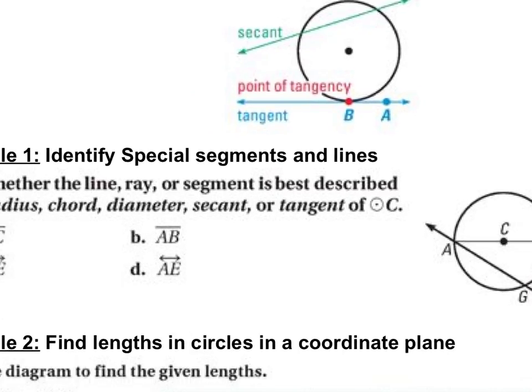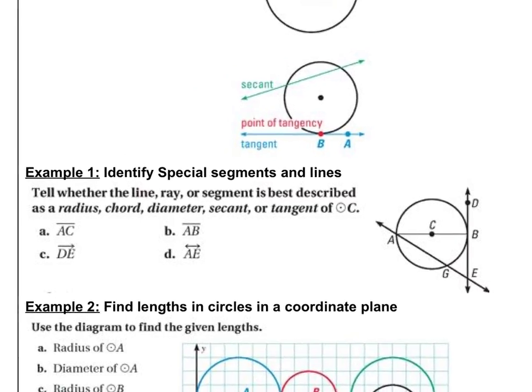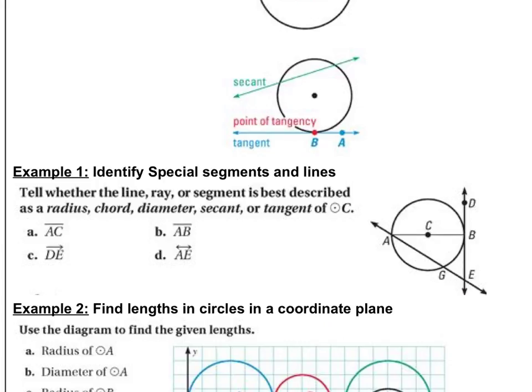So we'll talk more and more about this as we go through, but for the most part here, let's just talk about identifying special segments and lines. All right, so the first thing we're looking at is AC. So we're talking from here to here. That goes halfway through the circle. It includes the center. This would be known as a diameter. I'm sorry, this is not known as a diameter. You can tell it's Monday morning. That would be known as a radius. It only goes halfway through, so that makes it a radius.